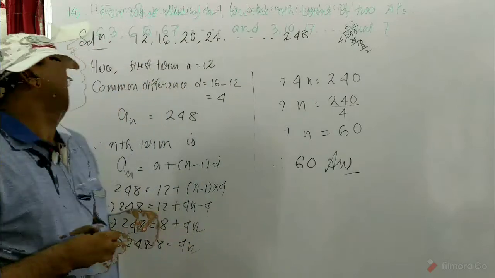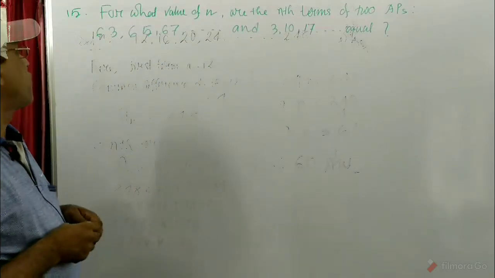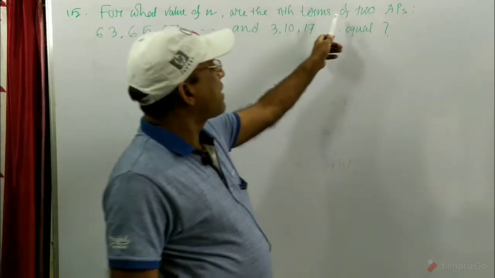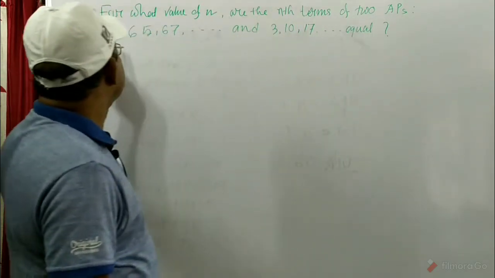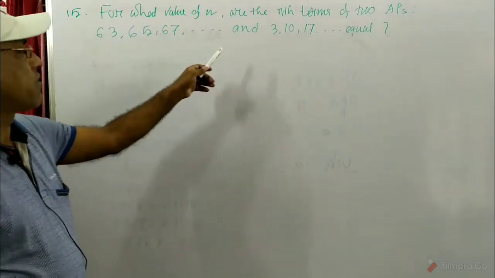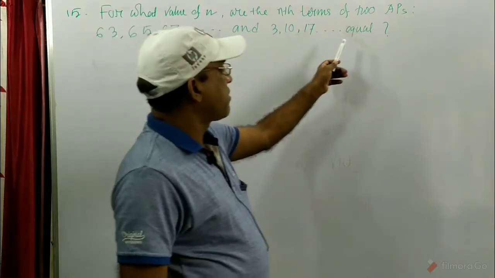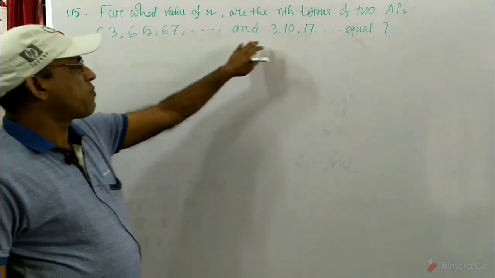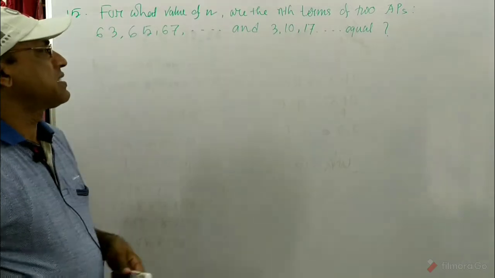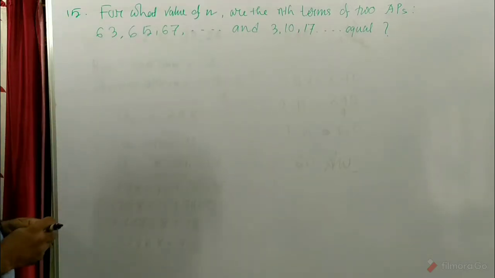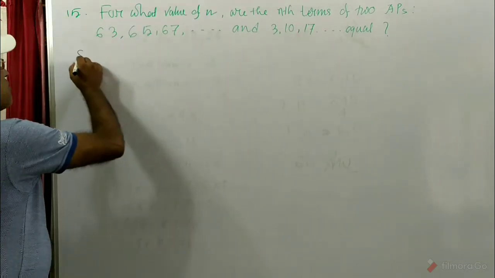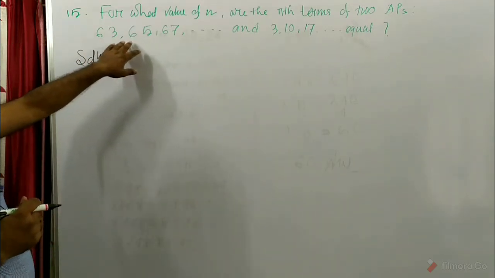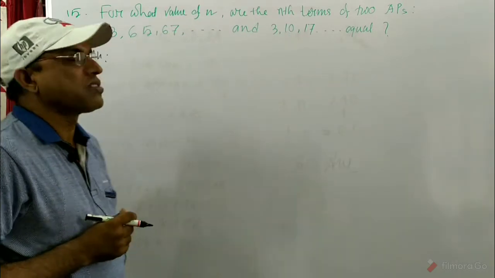The answer is 60. Now we consider problem number 15. For what value of n are the nth terms of the two APs 63, 65, 67, ... and 3, 10, 17, ... equal? Two APs are given. For what value of n are their nth terms equal? Now we want to solve this problem.